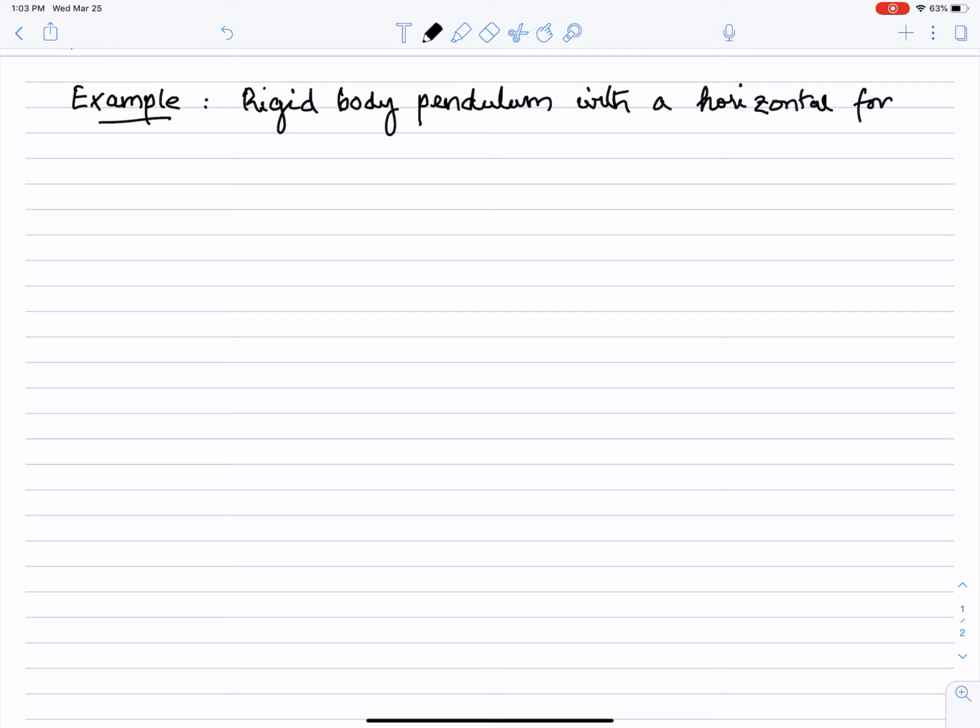Okay, here's another example. This is a rigid body pendulum with a horizontal force. What do we mean by this? Actually, let me use the following.